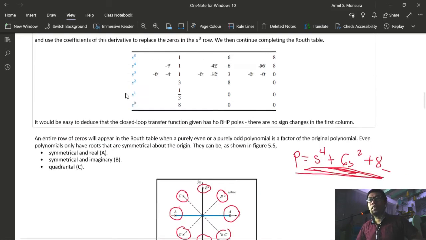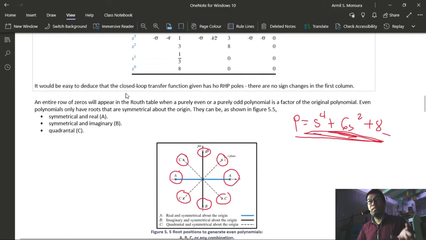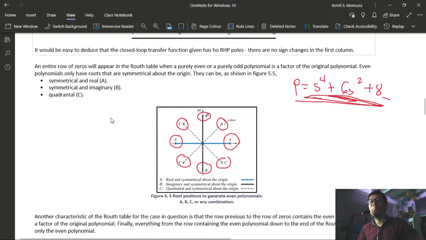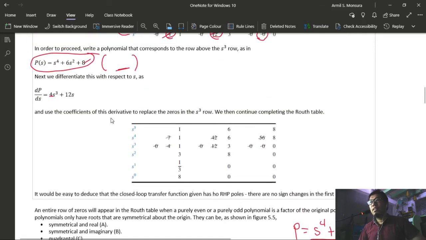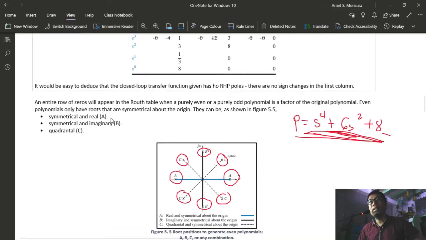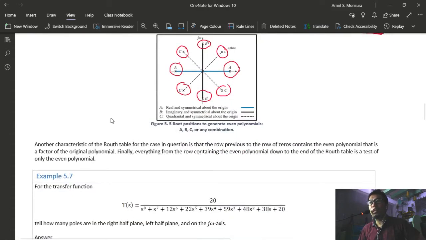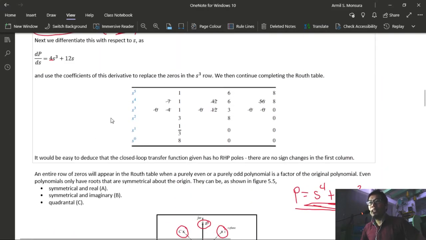Okay. So, ayun. Tapos, this even polynomial would give rise to symmetrical poles o symmetrical roots. Okay. So, kapag symmetrical root siya, basta meron siya sa right half plane pole, meron din siya sa left half plane pole. Pag wala siya sa right half plane pole at left half plane pole, ibig sabihin nasa j omega axis siya. Okay? So ayun. Ngayon, para ma-interpret natin finally yung ating route table, ganito ang gagawin natin.